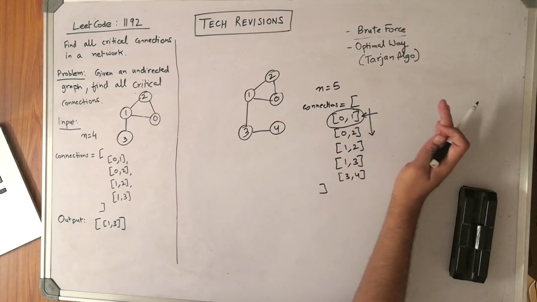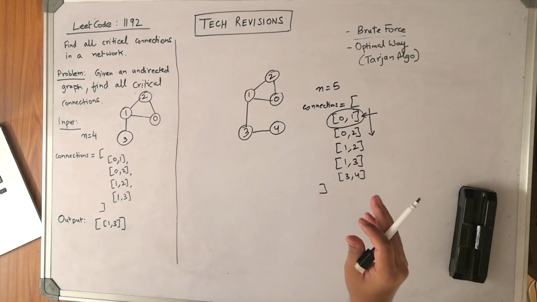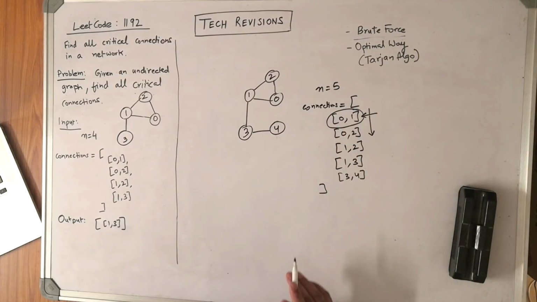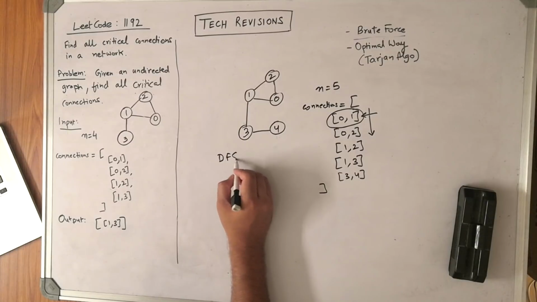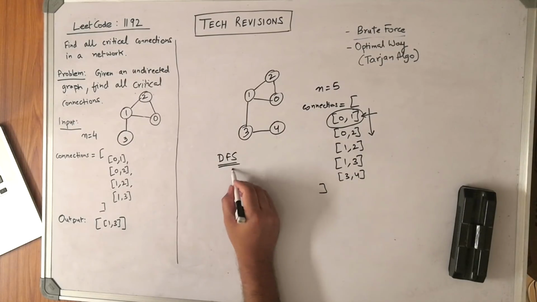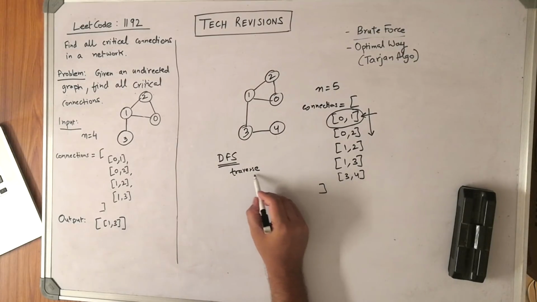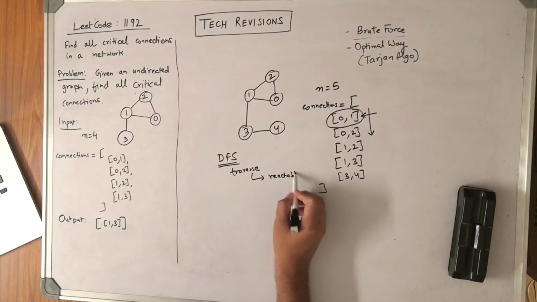Now, if this connection is removed from the system, I just need to count the number of parts that exist in the system after this edge is removed. How do I do that? There is something called depth first search, which is the DFS. So I can traverse the graph using DFS and figure out how many nodes are reachable.